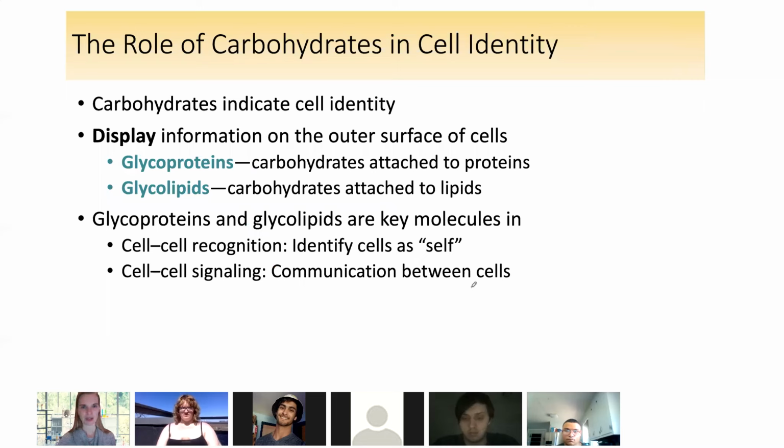So just a quick mention here again about the cell identity. So again, it's used to display information on the outer surface of our cells. And they can come in a couple different varieties. So glycoproteins, as its name suggests, is going to be a carbohydrate attached to a protein. So if you remember, we had our phospholipid membrane. I'll draw a really simple one.